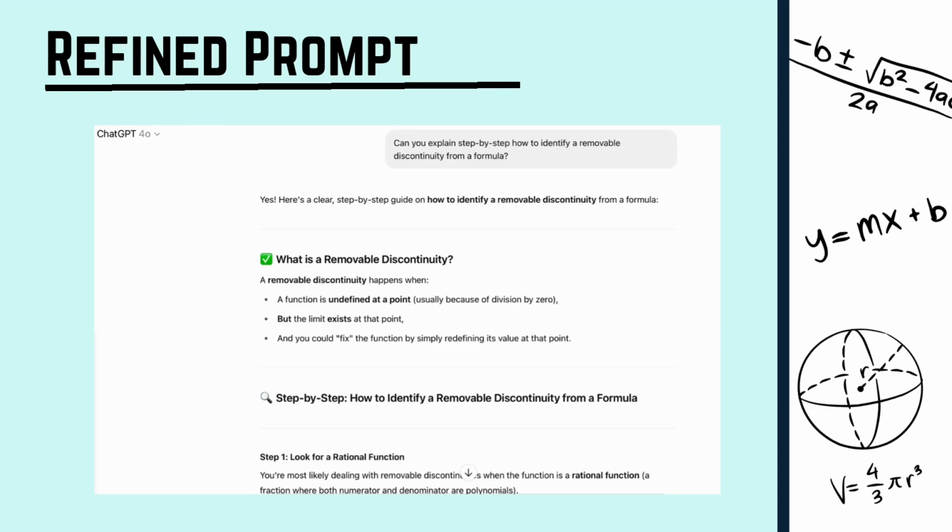To get clearer guidance, we refined our prompt and asked, "Can you explain how to recognize a removable discontinuity from a formula step by step?" This helped us focus on one type and explore it more deeply.